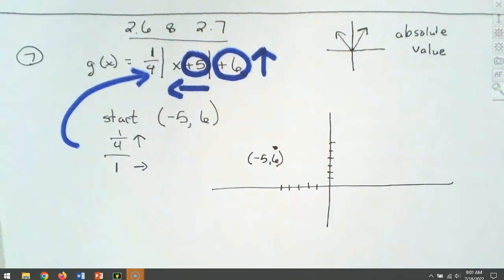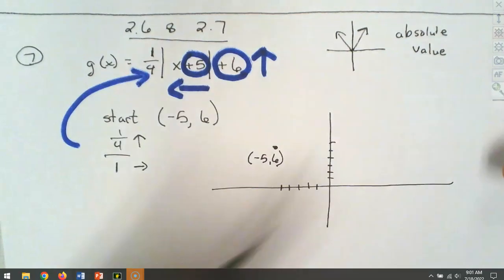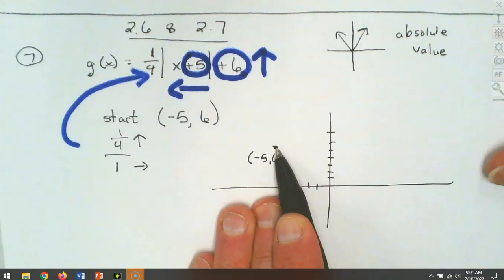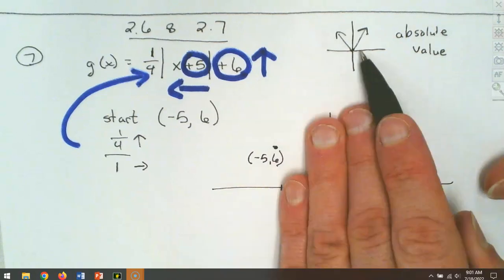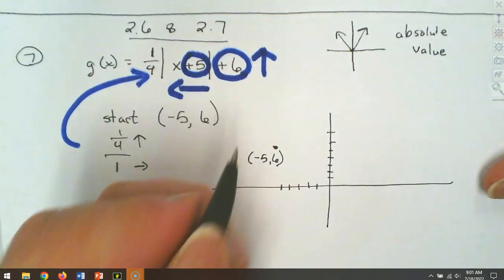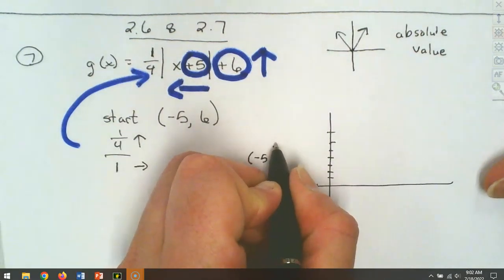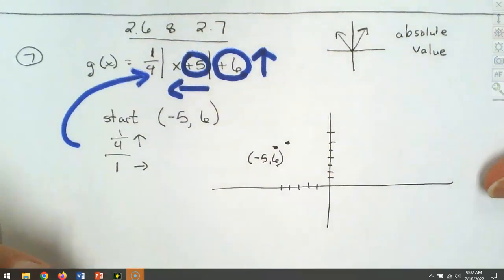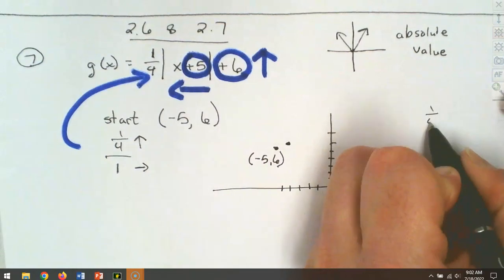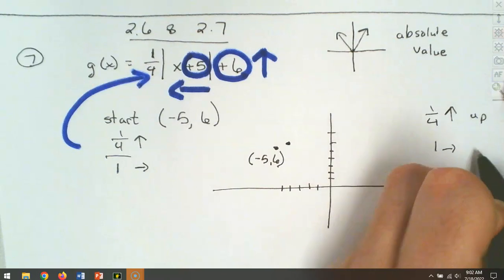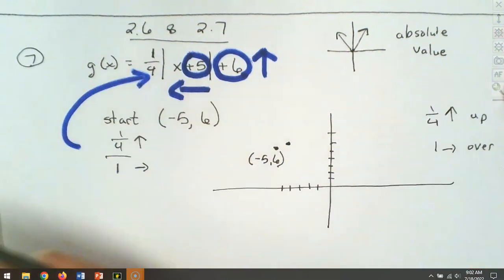Now, what are we going to need to do? Well, we need to make this look like a V. So we take our starting point here. If you study more advanced courses, you'll learn this is the vertex, the highest or lowest value. And what we're going to do is go up about 1/4, just a little bit, and over about 1. And that makes my second dot.